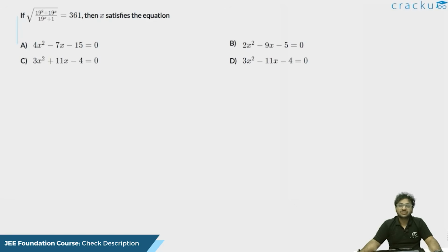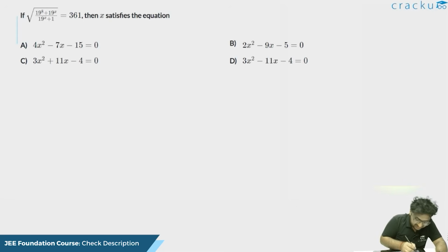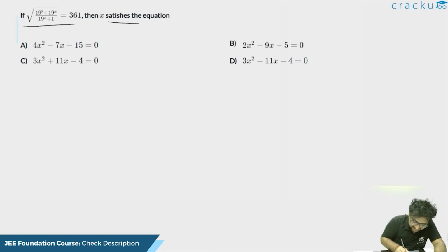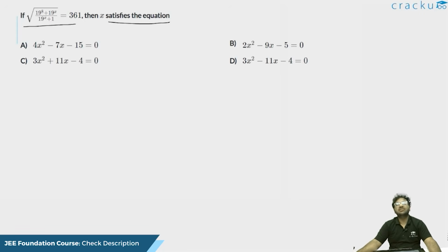Hey everyone, so let us look at this question. The question says that if the square root of (19 to the power 8 plus 19 to the power x) upon (19 to the power x plus 1) is equal to 365, then x satisfies the equation. So I know 361 is what? 19 squared. 19 squared is 361.